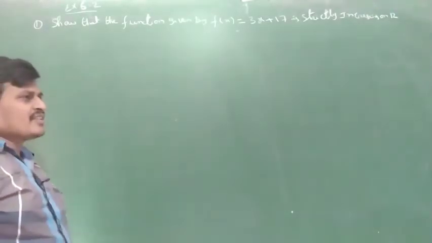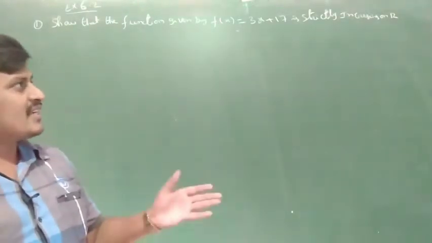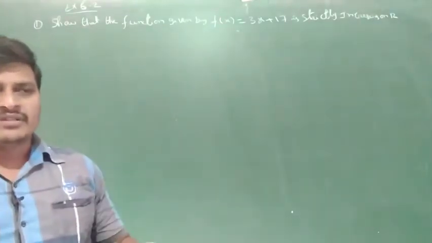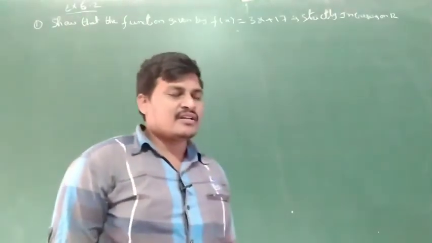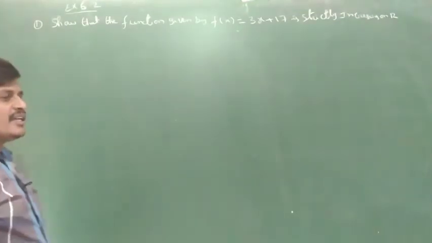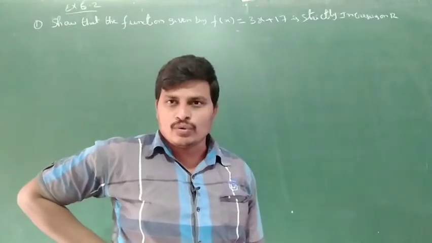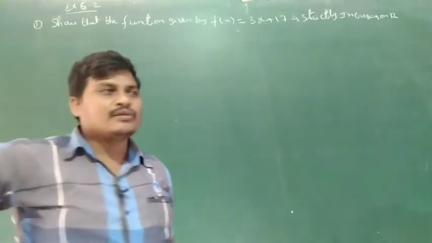Actually, the first definition is x1 less than x2 implies f of x1 less than f of x2, which means strictly increasing. That is a somewhat tough method. So the second one, note: strictly increasing means f dash of x greater than 0. Strictly decreasing means f dash of x less than 0. So first we have to find the derivative of the given function.